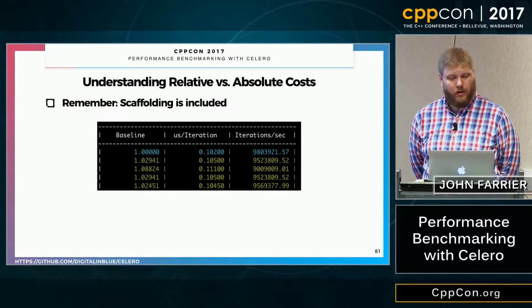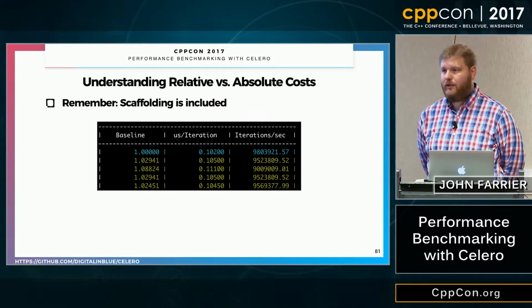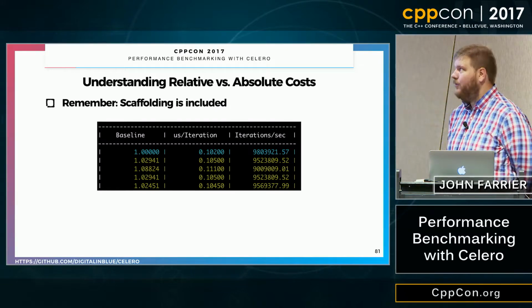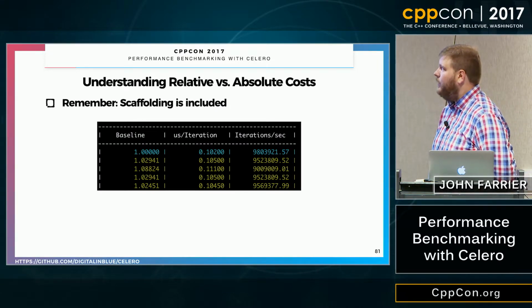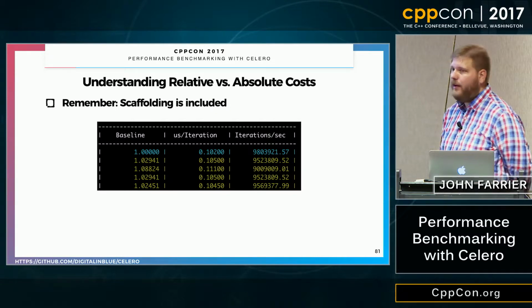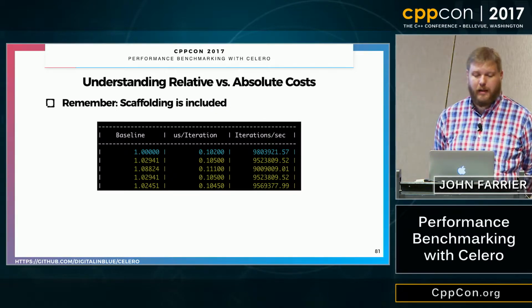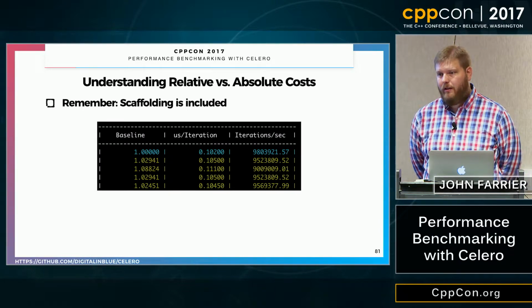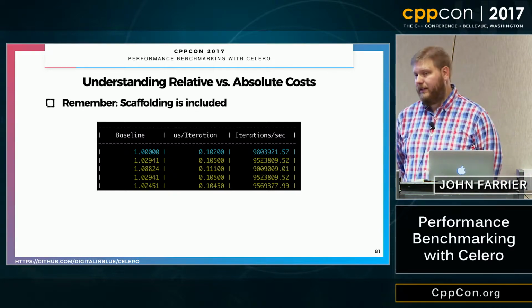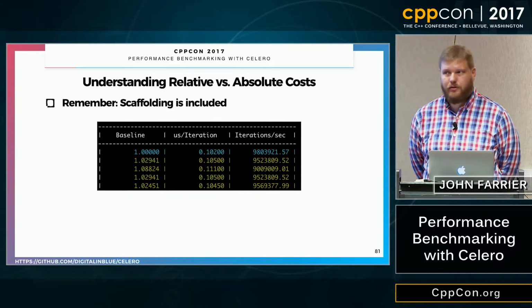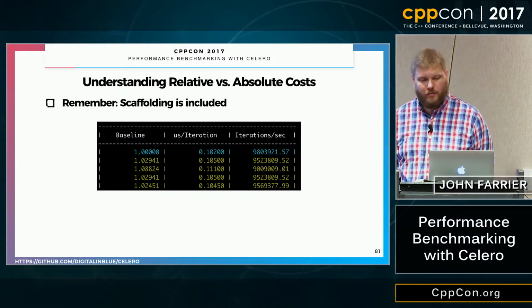So I mentioned this before, but remember that the scaffolding is included. And if you have lots of extra calls to do not optimize away, I don't suggest you really put a lot of credence on the absolute times that are measured here. Instead, look at the baseline and the relative performance. On the other hand, if you don't have a lot of scaffolding and it really is just your core algorithm, you can look at those absolute times and start to make some judgments on that.